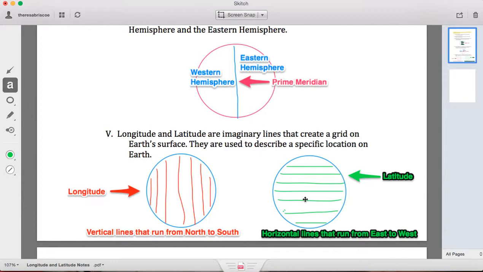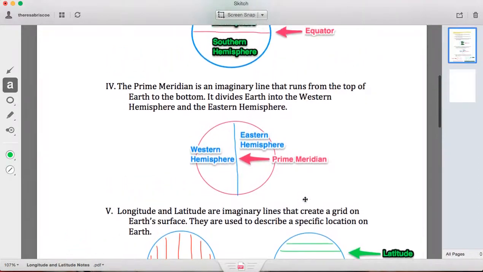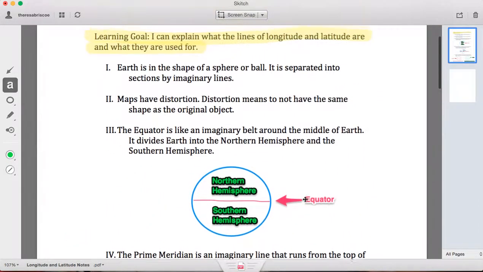You're going to have some activities that are going to help you deepen your knowledge about the lines of longitude and latitude and about maps and globes.